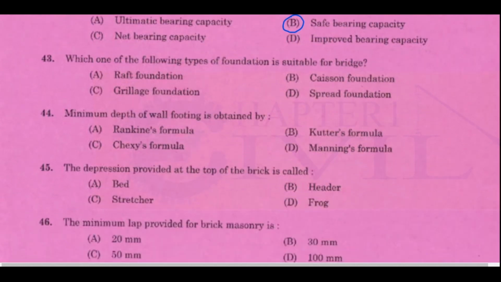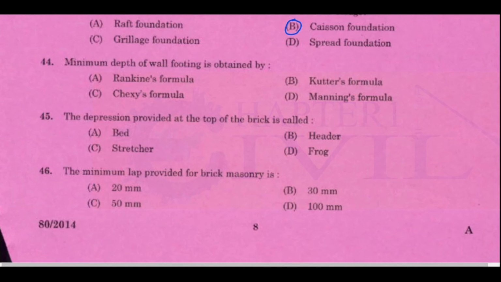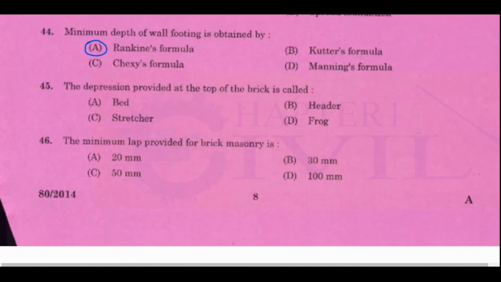Question number 43. Which one of the following types of foundation is suitable for bridge? Raft foundation, caisson foundation, grillage foundation, spread foundation. It is caisson foundation needed for the bridge. Question number 44. Minimum depth of wall footing is obtained by Rankine's formula, Kutter's formula, Hess's formula, Manning's formula. Rankine's formula is the formula for minimum depth of wall.